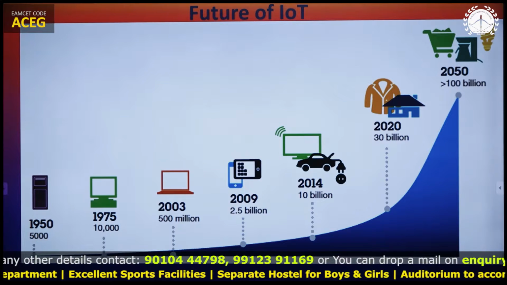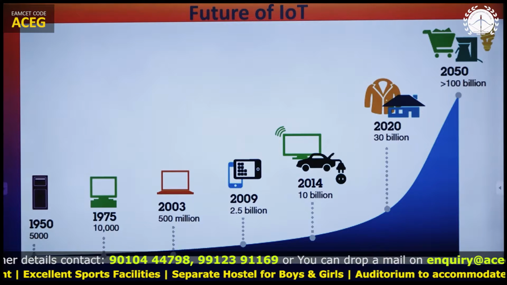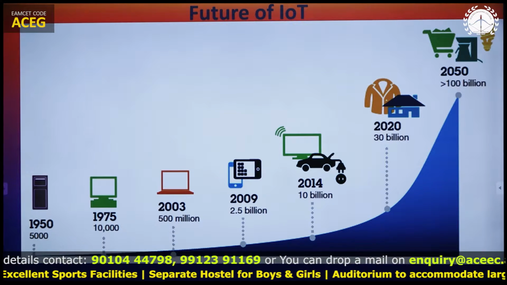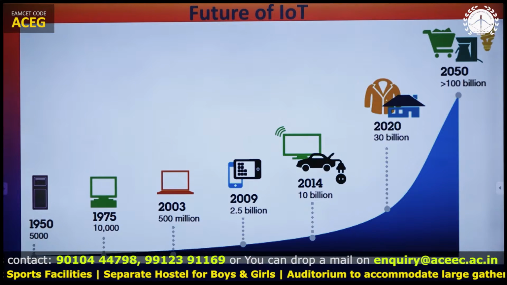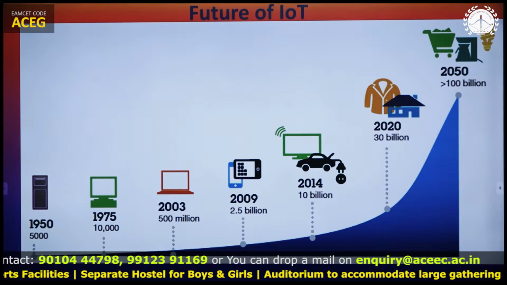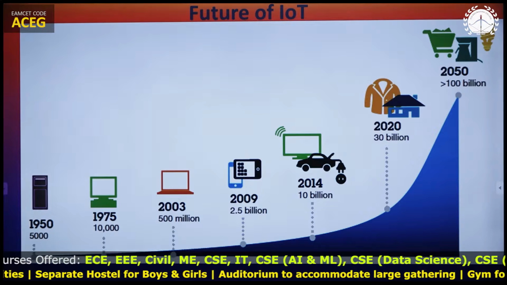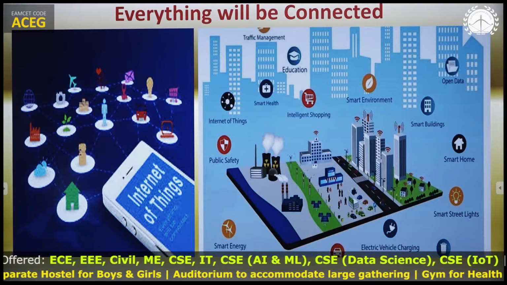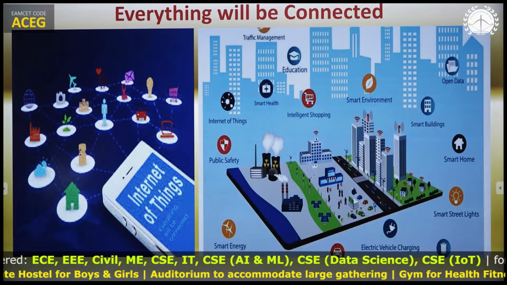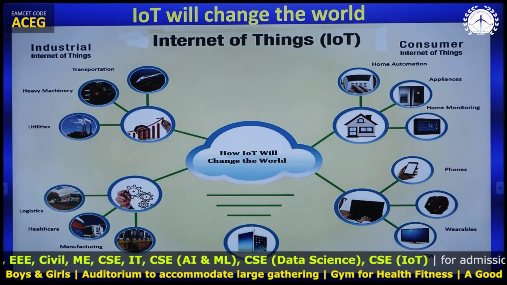Future of IoT, if you go into details from 1950 onwards, in the year 1950, 5,000 objects connected through IoT. 1975, 10,000. 2003, 500 million. 2009, 2.5 billion. 2014, 10 billion. 2020, 30 billion. 2050, more than 100 billion objects are going to connect through IoT. Everything will be connected through IoT. You see this slide here, everything in the universe you are connecting through IoT. IoT will change the world.